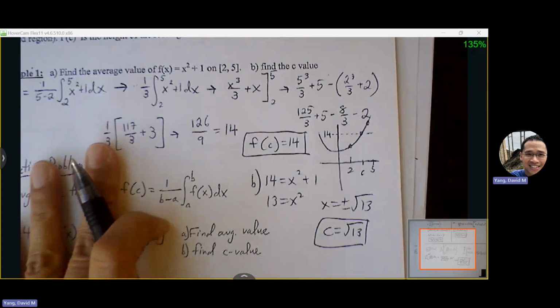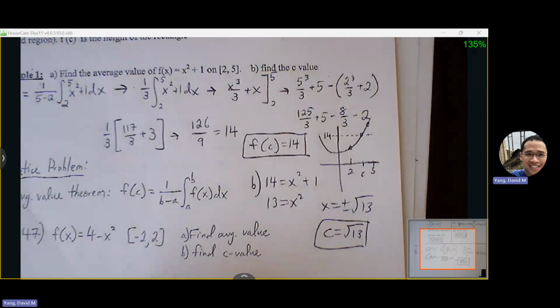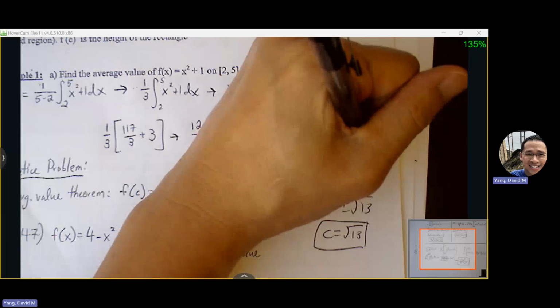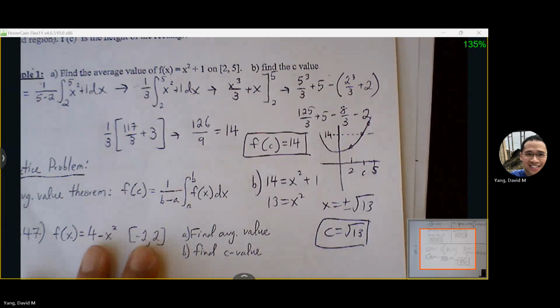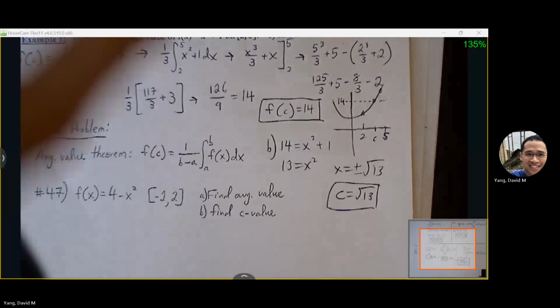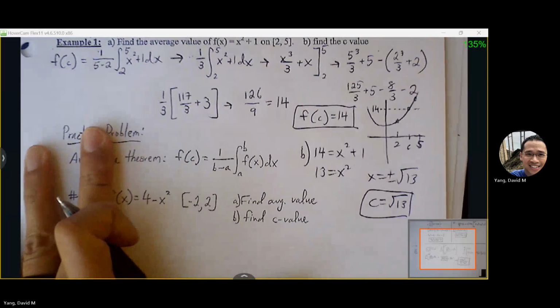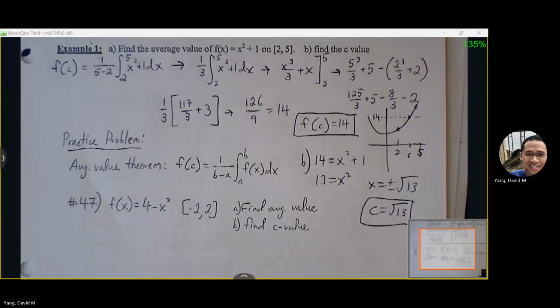We get plus or minus root 13. Negative root 13 is clearly outside the interval, so we're only going to keep what's between, so root 13. All right, does that process make sense?